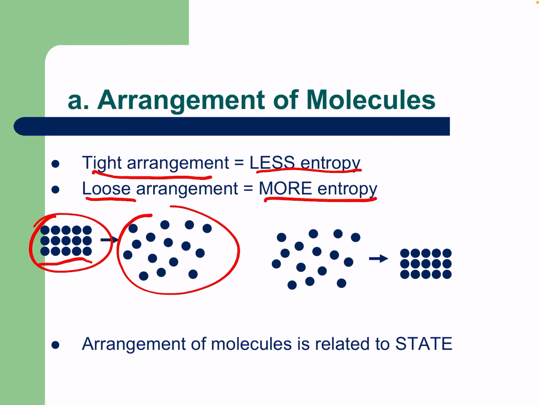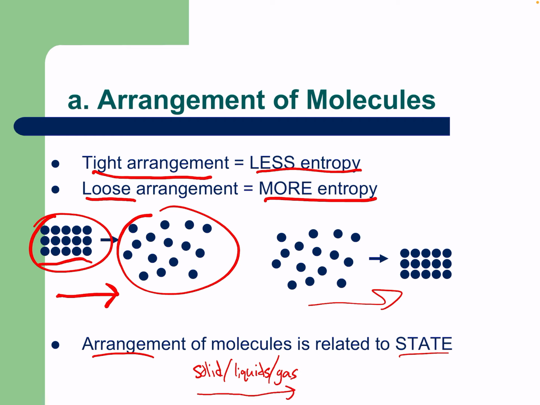So we can see here we're moving from a state of low to high, high to low. Again, this is the arrangement of molecules related to the state. So we have our solids, liquids, and gas, which you've definitely heard about. You can predict how we move along the scale of entropy, with our solids having the tightest arrangement, slightly looser in the middle, and then our gas being very loose.